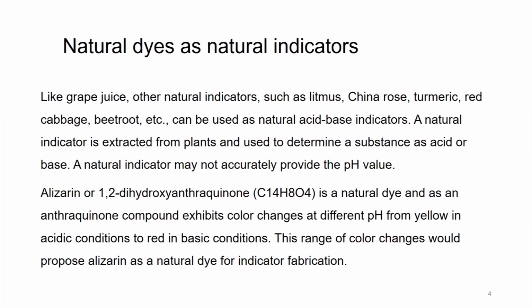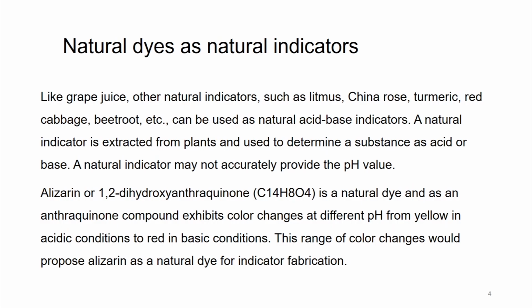Natural dyes as natural indicators. Like grape juice, other natural indicators such as litmus, China rose, turmeric, red cabbage, beetroot, etc. can be used as natural acid base indicators. A natural indicator is extracted from the plant and used to determine a substance as acid or base. A natural indicator may not accurately provide the pH value. So, it gives an approximation. It does not give you the exact value as what the litmus paper provides.